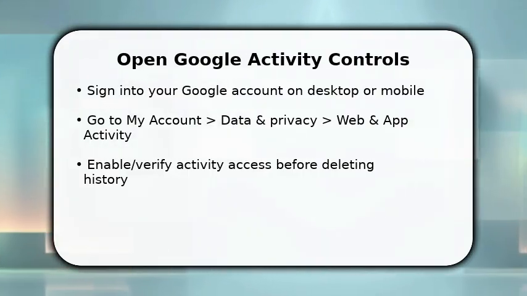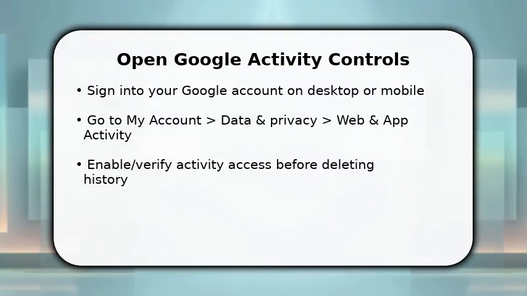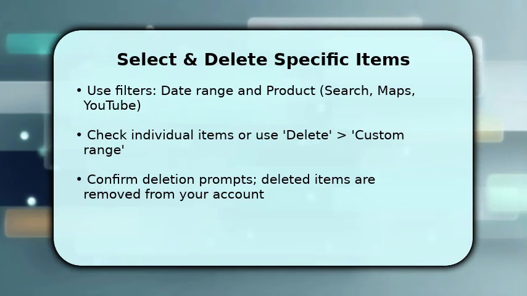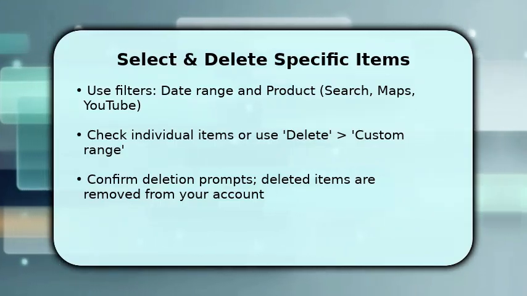This first step gets you from 0 to the list of entries you can delete, so you can target what matters. Once you're viewing Manage Activity, use filters to narrow by date range and product, search, maps, or YouTube, so you only remove what you intend.